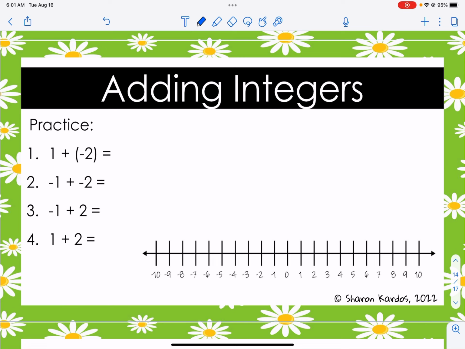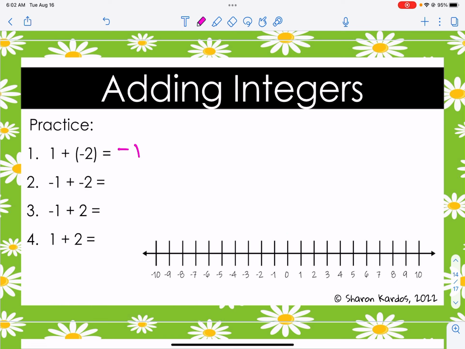So the first one says 1 plus negative 2. So I'm going to go forward 1. And then it says backwards 2. So I actually wind up, if I have 1 positive and 2 negatives, I wind up on negative 1.